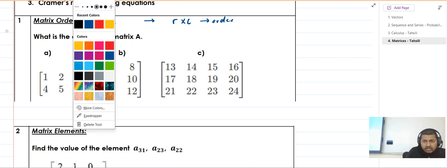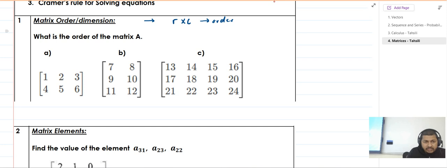So if we're looking at the order of the matrix A, or order or dimension, the first matrix has 2 rows and 3 columns, so this is 2 by 3. The second matrix B has 1, 2, 3 rows and 2 columns, so it's 3 by 2. And the third one has 3 rows and 4 columns, so that's 3 by 4. That's the size of the matrix, or the order of the matrix, or the dimension of the matrix.